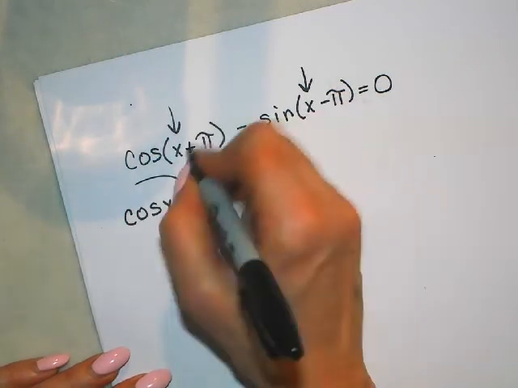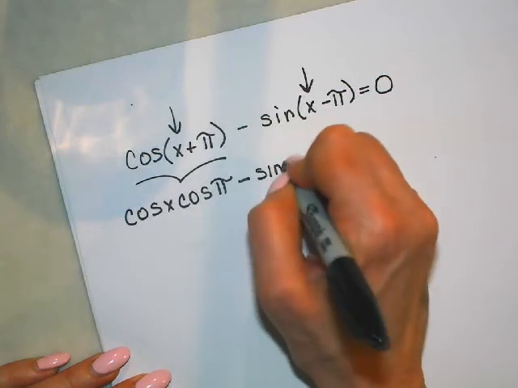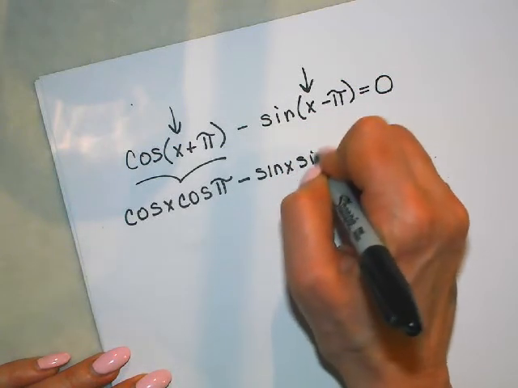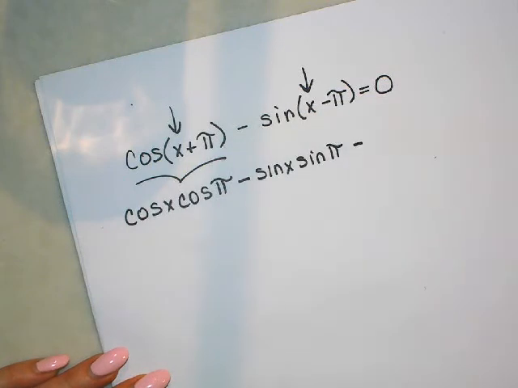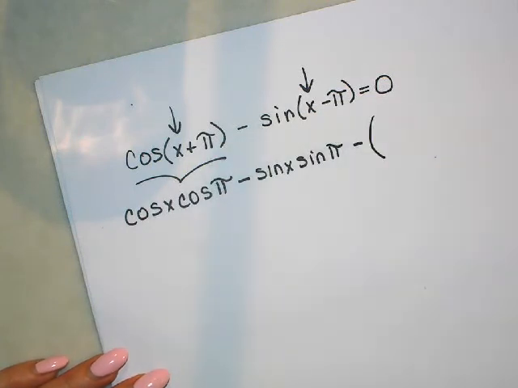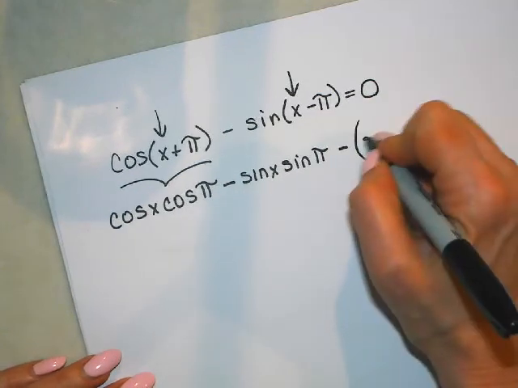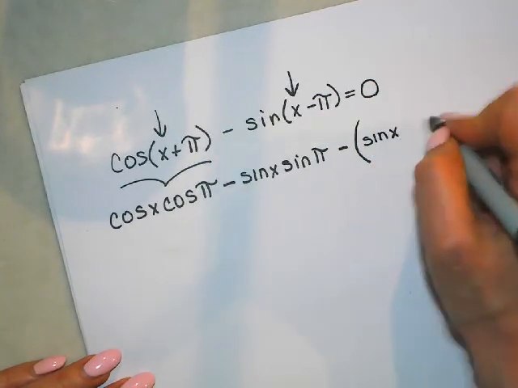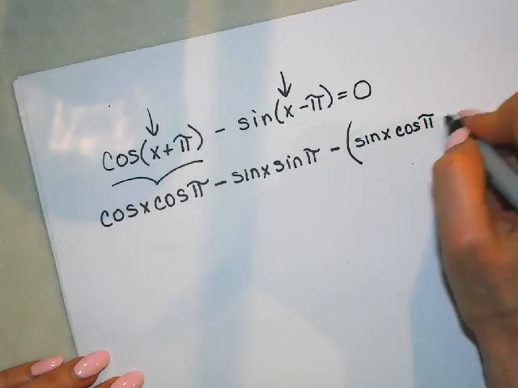This is your A and this is your B. This is plus, cosine's an opposite, minus sine x sine pi. This is minus. Now, be careful here. You might have to distribute, so let's just make ourselves a big parentheses when I expand this. This is going to be sine x cosine pi.